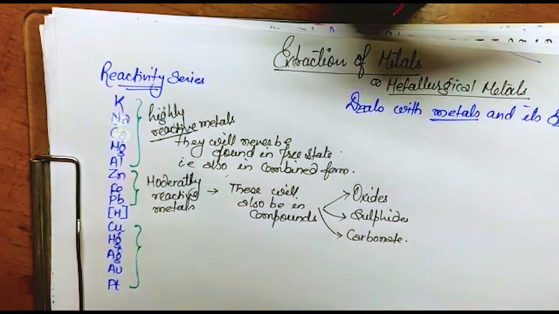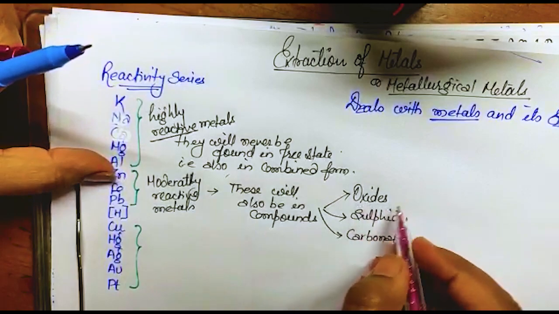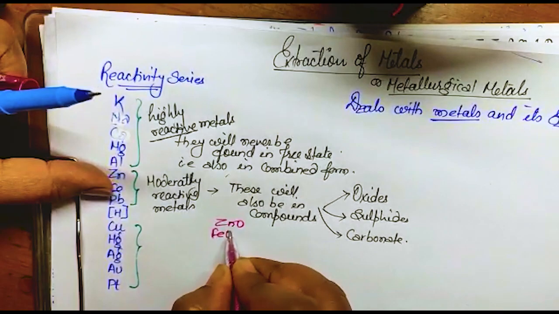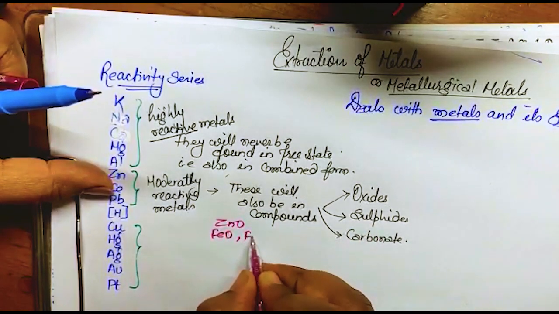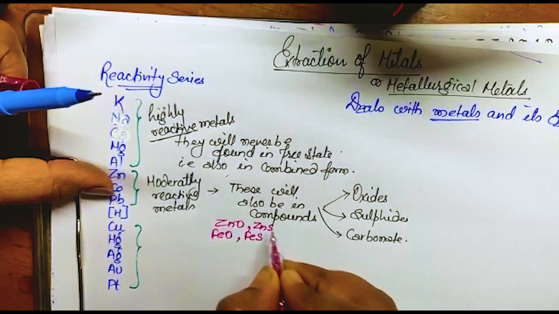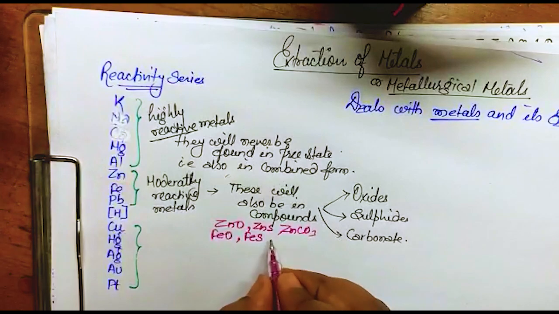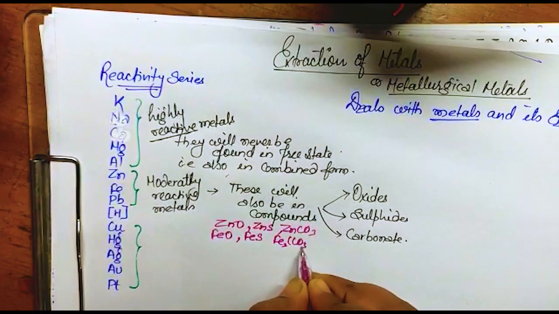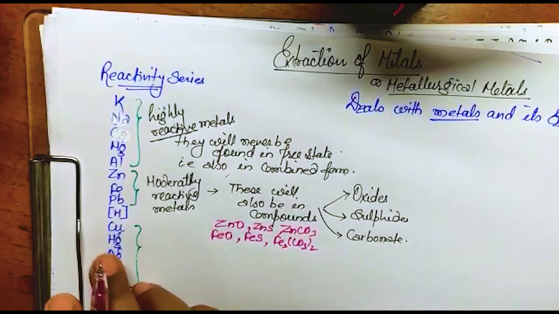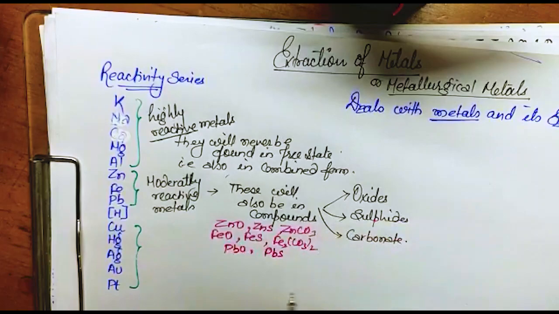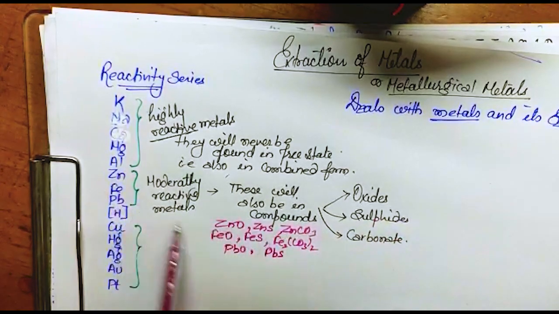Got it? As for example, what will be the compound of zinc? Zinc oxide, that is ZnO. For iron, you can say iron oxide, iron sulfide, FeS. Similarly, zinc carbonate also, isn't it? And for iron, Fe2(CO3)3. Similarly for lead also, PbO or PbS. So these are the compounds for zinc, iron and lead. So these are the compounds in which they exist.